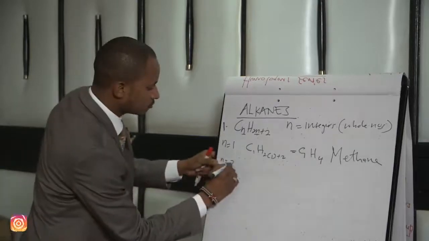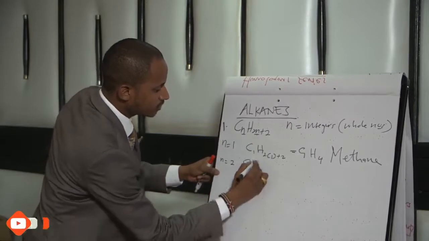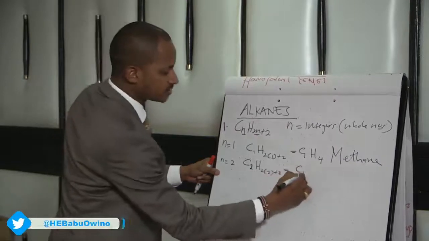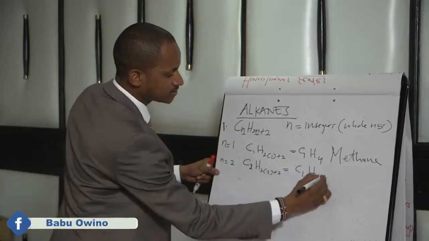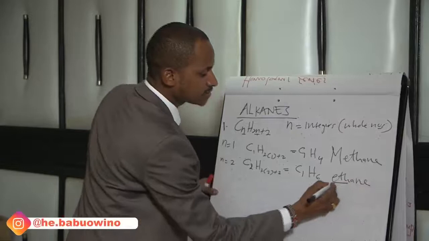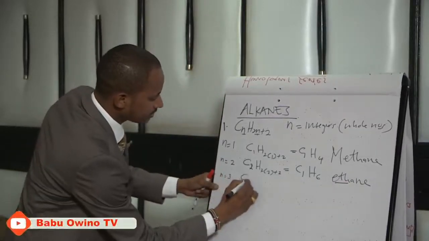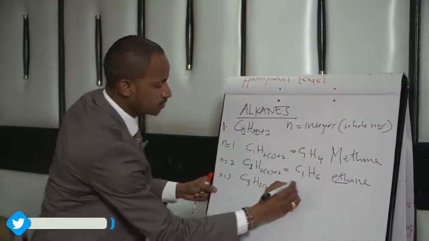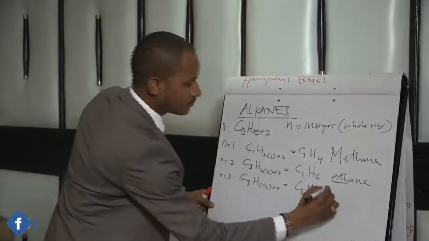When n is 2, you simply place C, n is 2, H 2 times 2 plus 2. This is going to give us C2, 2 times 2 is 4, 4 plus 2 is 6, C2H6. This is ethane. When it's 2, it is ethane, eth. When n is 3, it is C3, H 3 times 2 plus 2. That is C3H8. That is propane.